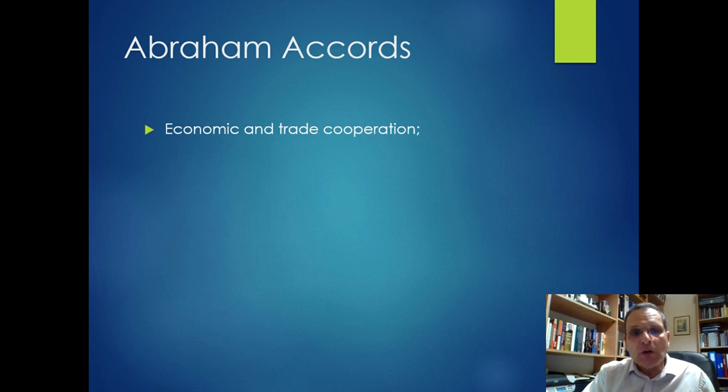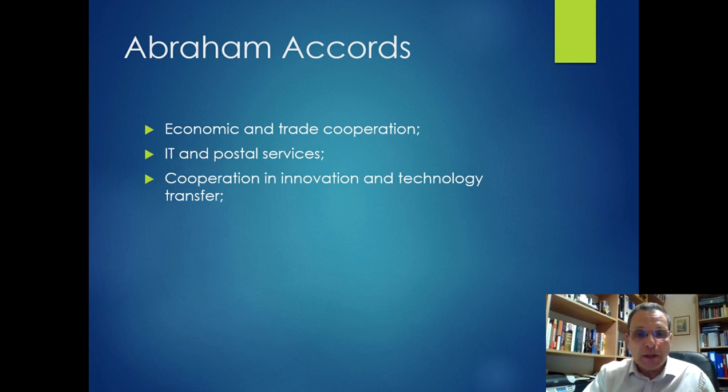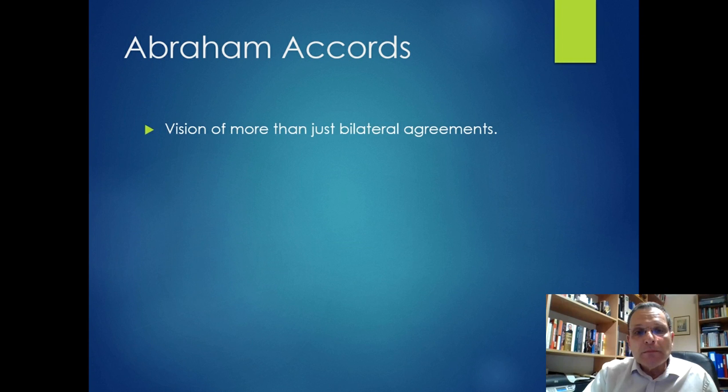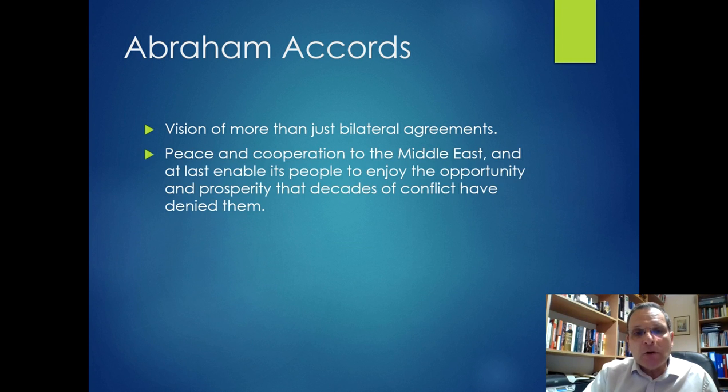So what are the Abraham Accords all about? They're about economic and trade cooperation, information technology and postal services, collaboration between the two sides, Israel and each of the Arab countries, cooperation in innovation and technology transfer. Israel is very good at that, and the Arab countries have money to invest. Banking and finance technology, renewable energy and green technology. The countries have a vision of more than just bilateral agreements. They want peace and cooperation in the Middle East and to enable people to enjoy the opportunity and prosperity that decades of conflict have denied them.